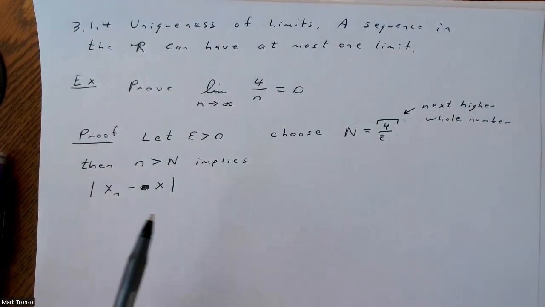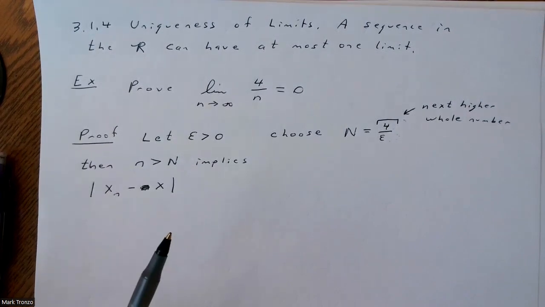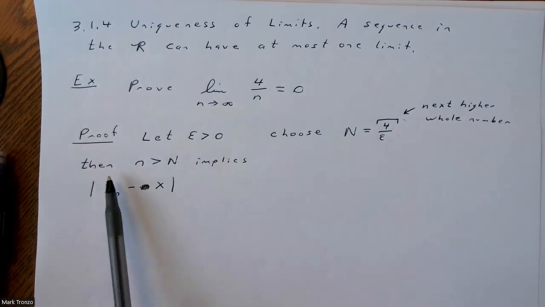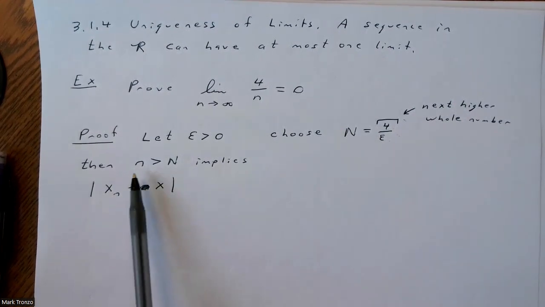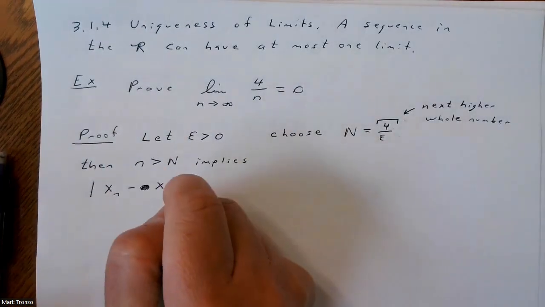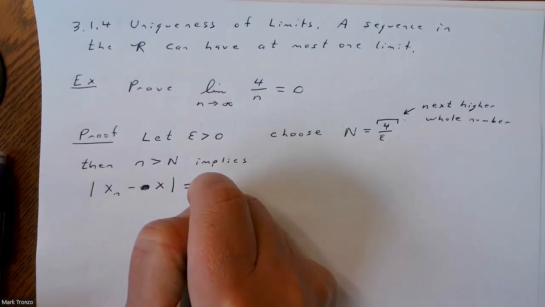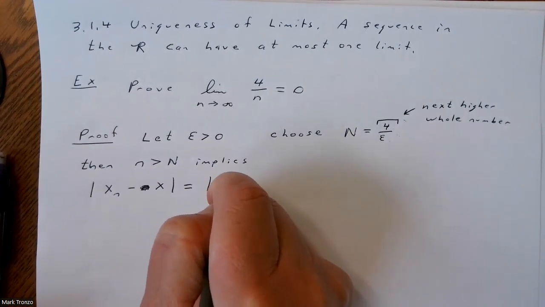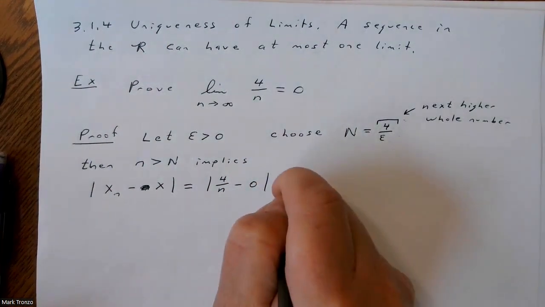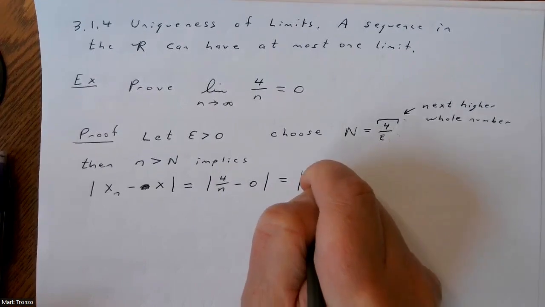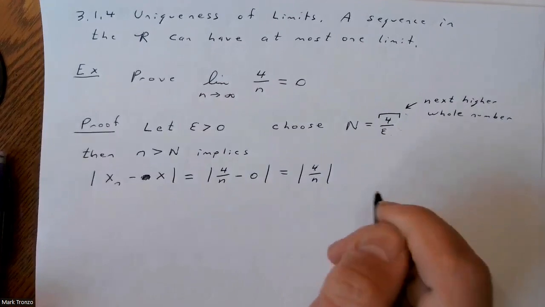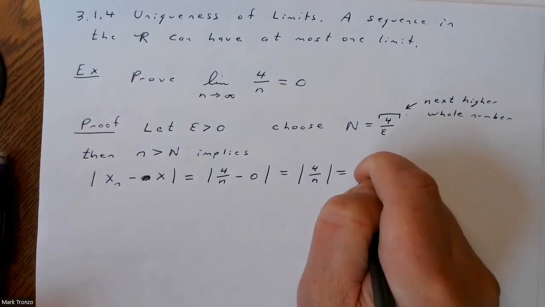So in any case, remember, according to our definition, what we have to show is for any epsilon greater than 0, there's an N such that for all natural numbers greater than that N, we get this less than epsilon. So let's plug everything in. Over here, we have this. We're claiming the limit is 0. And then this is going to be 4 over n. And since these are all positive numbers, I can drop the absolute value.